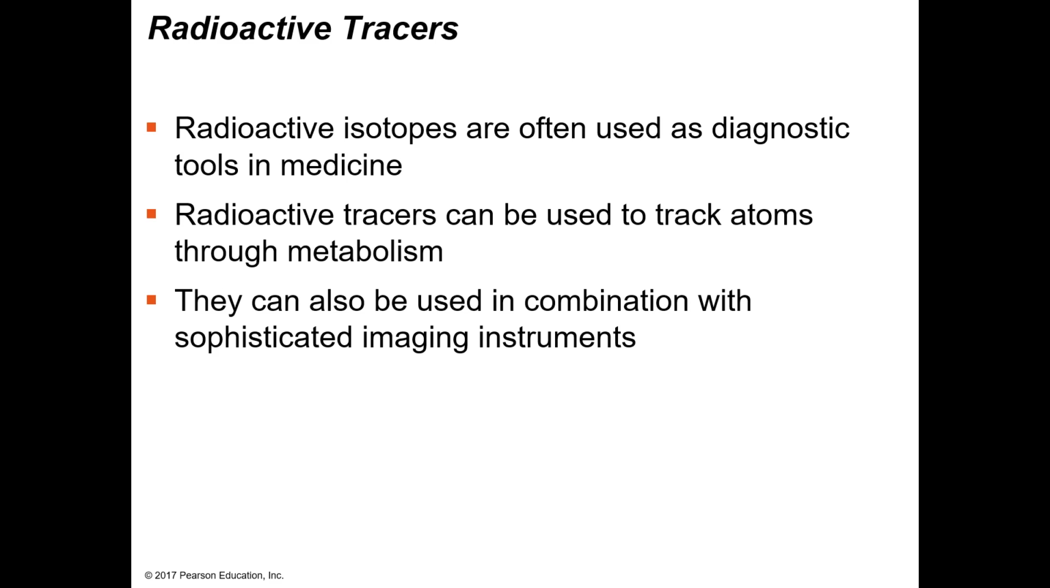Radioactive tracers. Radioactive isotopes are used as diagnostic tools in medicine. They can be used to track atoms through the metabolism, so you can use a radioactive tracer in a hospital diagnostic type setting, where you could give an individual a radioactive tracer, maybe in a drink or an injection, and it'll go to a certain part of the body, and because it's radioactive, we'd be able to see it through a diagnostic piece of equipment, MRI or X-ray or whatever, depending on how you're doing it. There's a variety of different tools, and you can see how it's acting in the body and where it's going and what it's reacting with. So they're very useful tools.